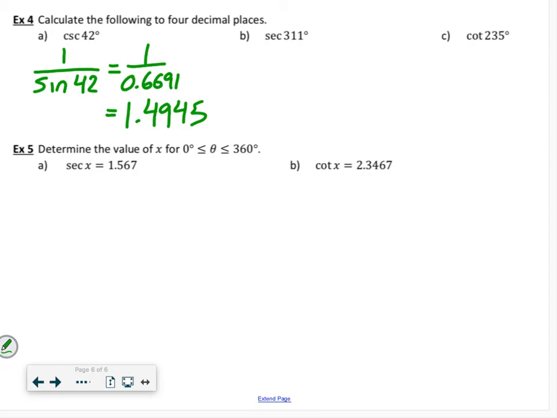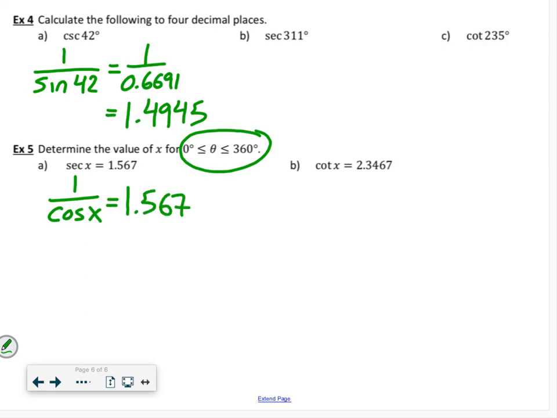Okay, and I would do something similar with both of the next values. Now, to determine the value of x here, we need to find where it's positive and negative. Again, I'll do the first one, and I'm going to leave the second one with you. So we've got secant. Now remember, secant is 1 over cos. So we've got 1 over cos x equals 1.567. So what that means is that cos x is equal to 1 divided by 1.567.